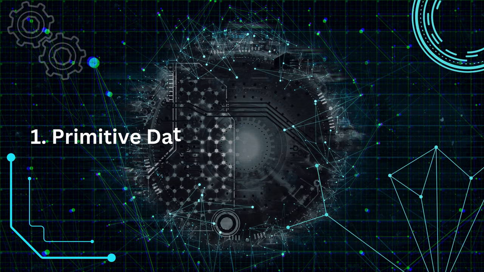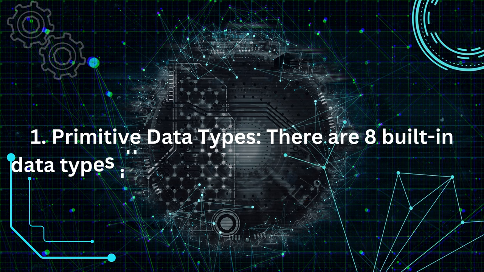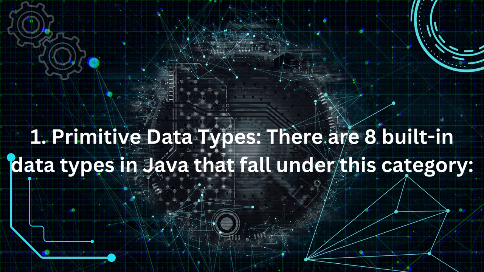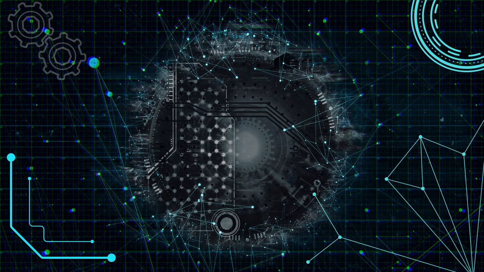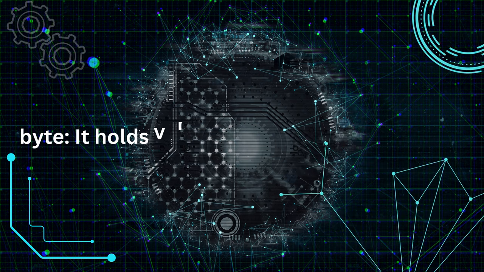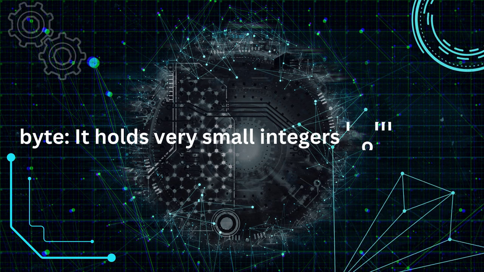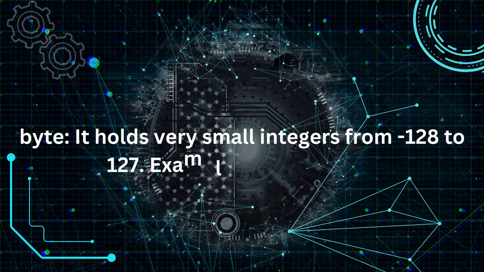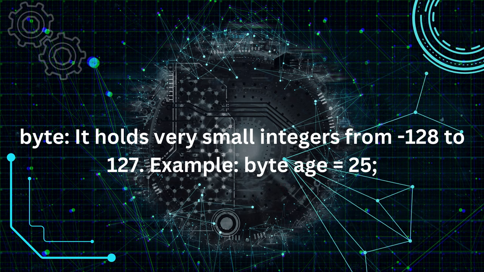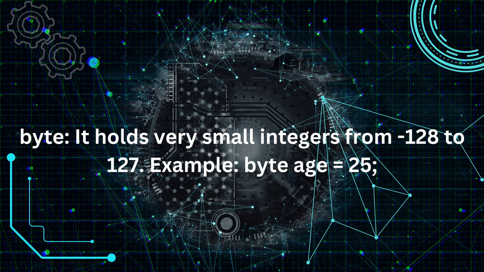1. Primitive data types. There are 8 built-in data types in Java that fall under this category. Byte. It holds very small integers from -128 to 127. Example: byte age = 25.